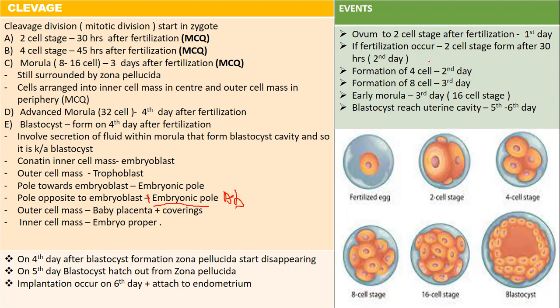So if fertilization occurred on the 1st day, the two cell stage occurs on the 2nd day, and formation of 4 cells on the 2nd day. Up to 8 cells, or here put it as 16, that will be more convenient for you. So make it 16 up to the 3rd day. Early morula starts at the 3rd day, that is the 16 cell stage, and the blastocyst at the 15 to 16 cell stage enters into the uterine cavity.